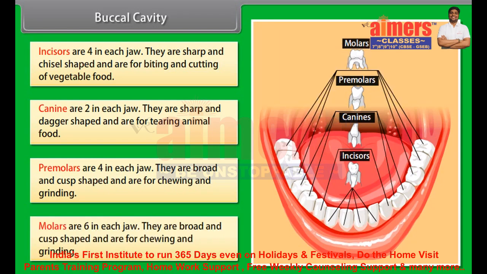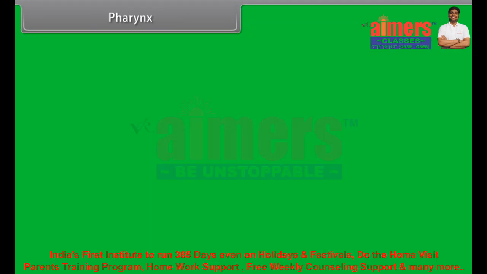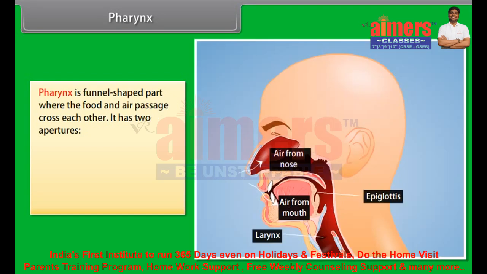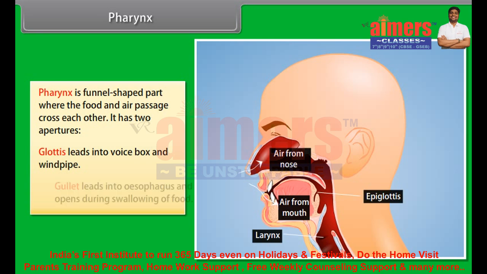Molars are 6 in each jaw. They are broad and cusp-shaped and are for chewing and grinding. Pharynx. Pharynx is a funnel-shaped part where the food and air passage cross each other. It has two apertures. Glottis leads into voice box and windpipe. Gullet leads into esophagus and opens during swallowing of food.